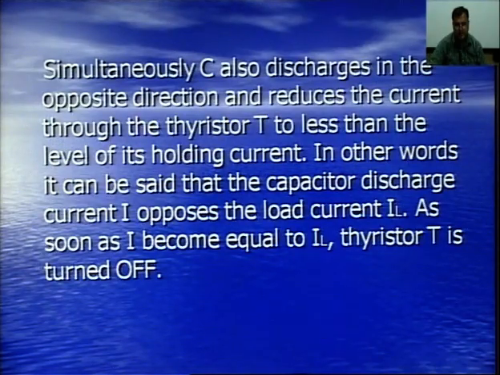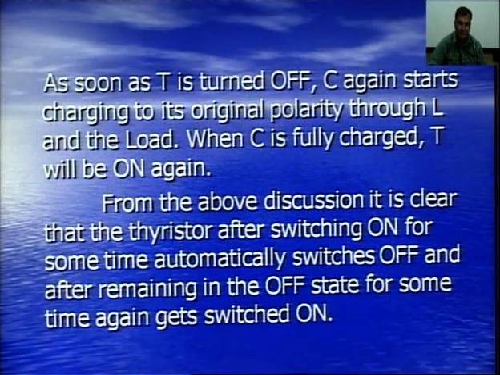In other words, the capacitor discharge current I opposes the load current IL. As soon as I becomes equal to IL, the thyristor T is turned off. As soon as T is turned off, C again starts charging to its original polarity through L and the load. When C is fully charged, T will be on again. From the above discussion, it is clear that the thyristor, after switching on for some time, automatically switches off, and after remaining in the off state for some time gets switched on again.